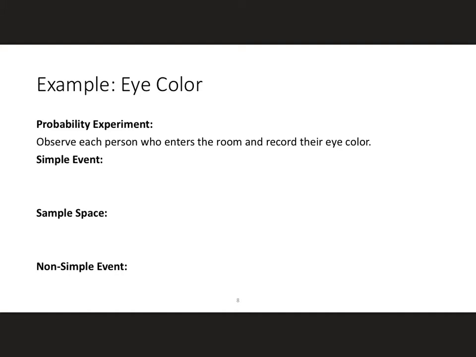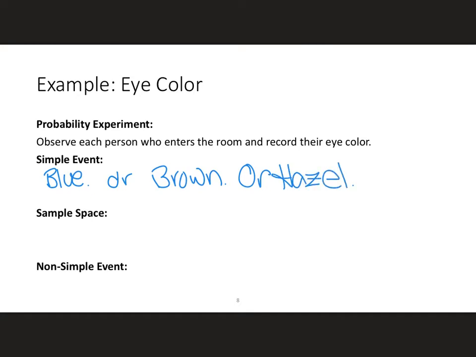So let's look at another example of eye color. Let's say that the experiment is to observe each person who enters the room and record their eye color. A simple event could be blue, or it could be brown, or hazel. Okay, so notice that I'm using eye color. The actual eye color that is observed would be the outcome. Okay, or green. All the different colors that you could say eyes are there.